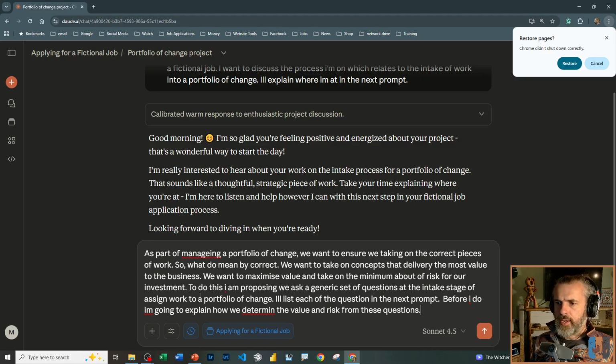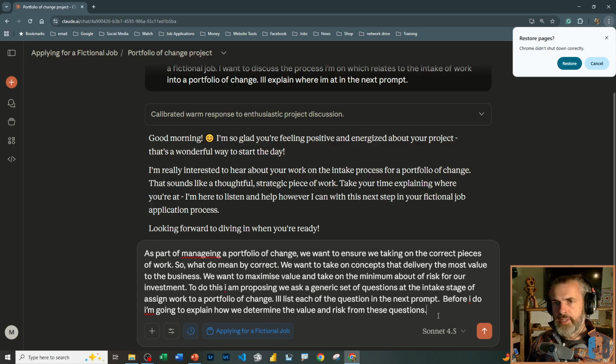Now, what's really important is that the value and the risk is not the actual value of the concept or the piece of work. It's not the actual risk, it's the relative value and the relative risk. Because to repeat what we were talking about yesterday, what we want to do now is look at all of the items in the portfolio of change and know if one's more valuable than another one, know if one's more risky than another one.